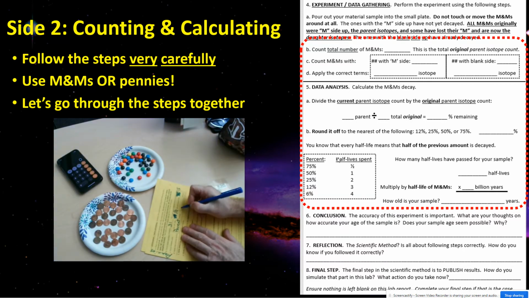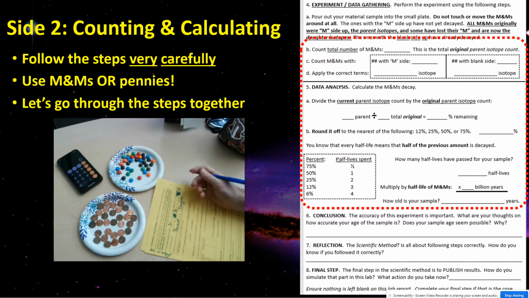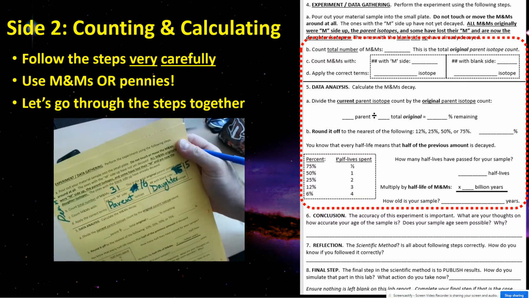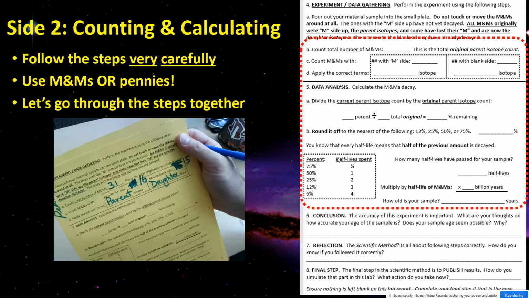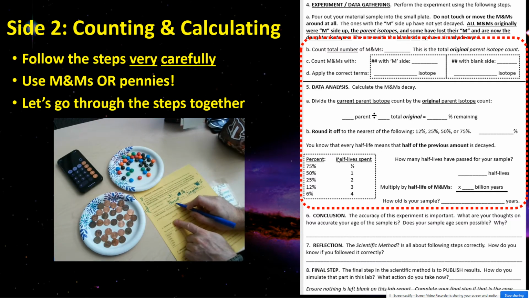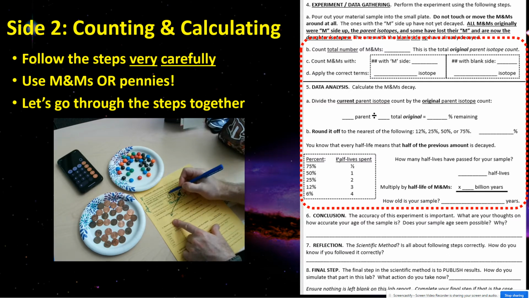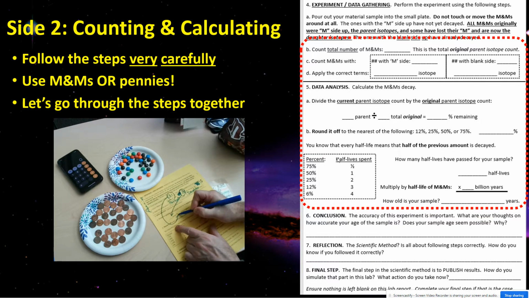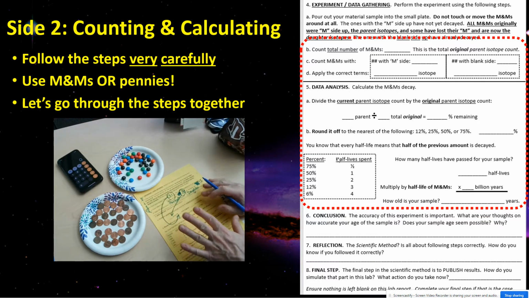And then the other one is daughter. Okay. Now we're going to do a little calculating. My parent number is going to go here. My total number is going to go here. Please don't write the arrows on here. I'm just showing you so you can see where it is.